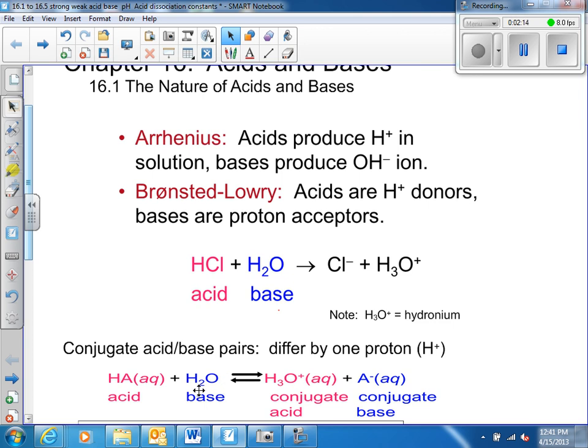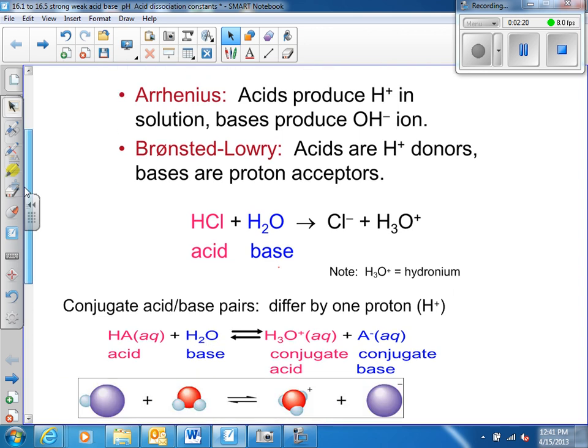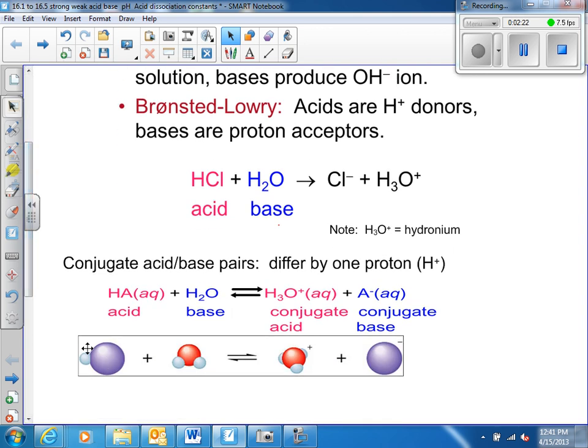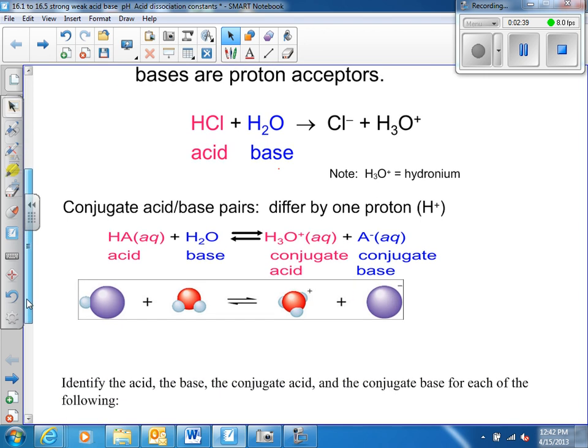Here's my base. It accepts a proton, so it becomes an acid, but it was a base because it's the proton acceptor. And this is just showing you how this little proton is going to go from here over to the water, and that's how we get the hydronium. And this piece, this big purple A- is left all by itself because the H+ was given away.